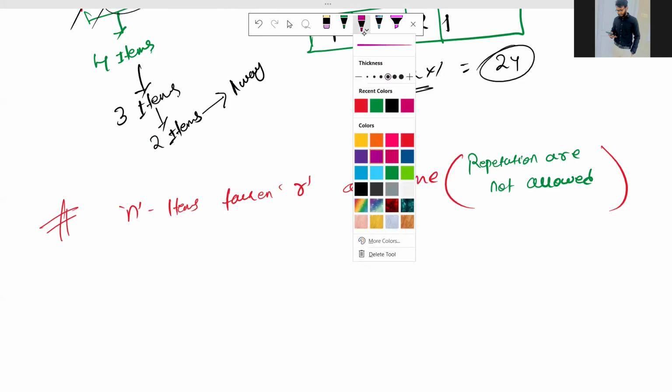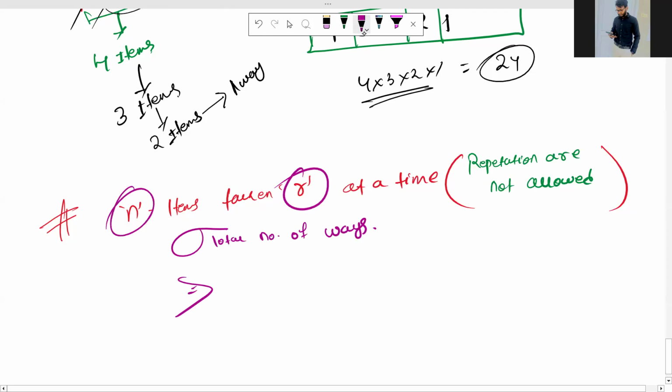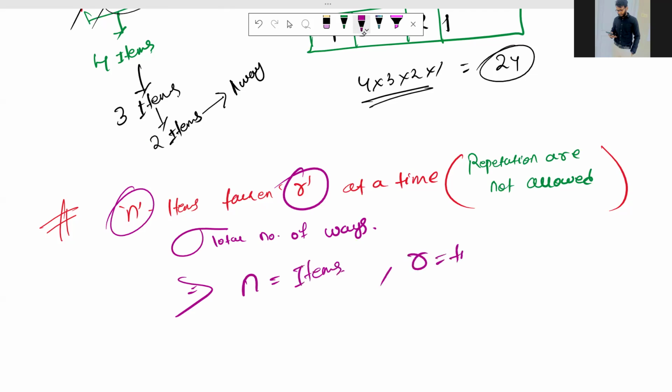So here the point is, what is the total number of ways? That is the point. Here n items are there, r at a time. It means n is the number of items, and r is the number of times, meaning r times are there.